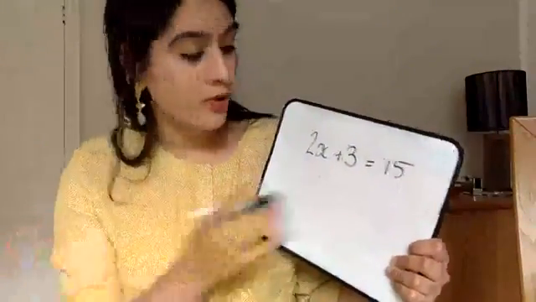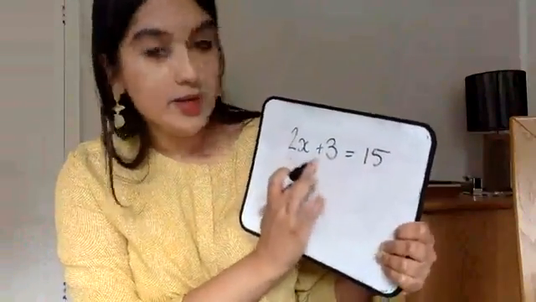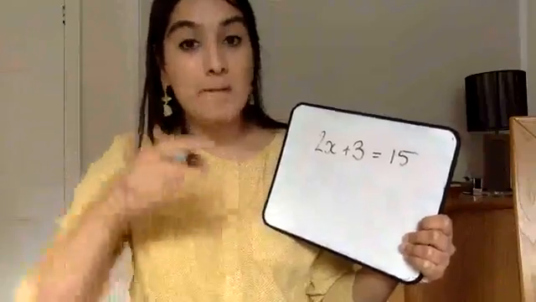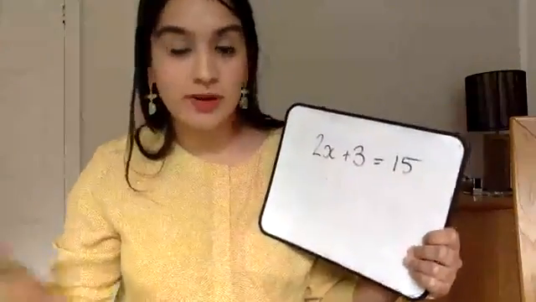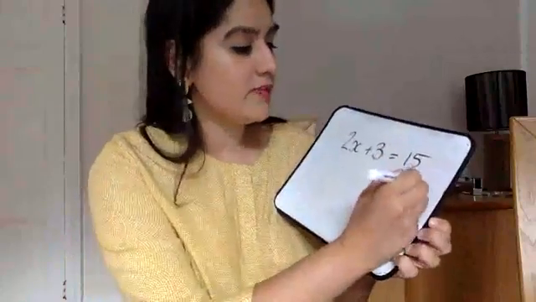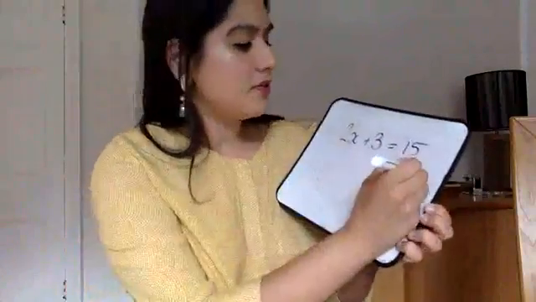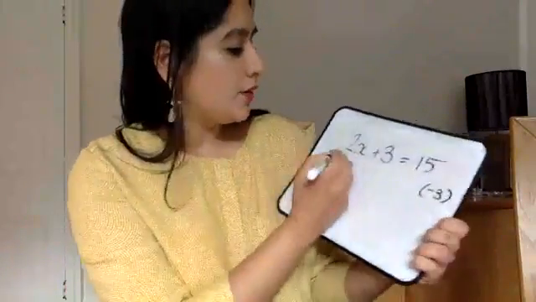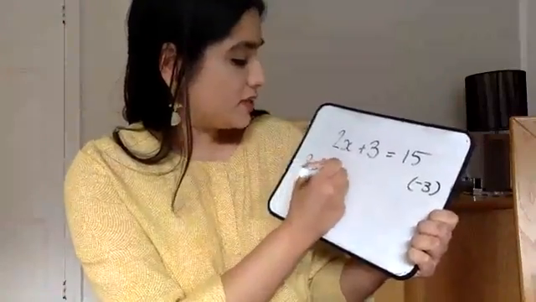Okay? How do I get rid of it? Well, it's a plus 3 here. So if I have plus 3 and I minus 3, then that gets rid of my plus 3. If I'm going to minus 3 on this side, I've got to minus 3 on that side. Let's just do that. Yeah, minus 3. So I've got 2x plus 3.